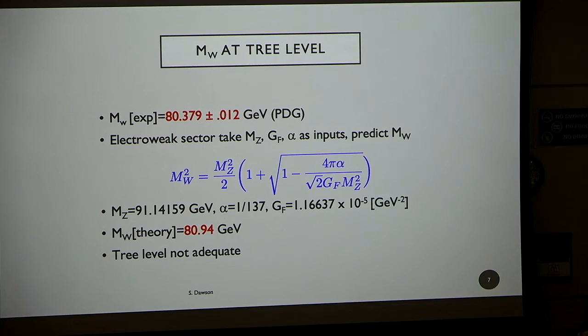OK, so what else can we learn from looking at radiative corrections? What about the W mass? The W mass is predicted in the standard model. This is the value from the Particle Data Group. It's a good resource for everybody if you're wondering what the latest mass is, to just look it up there.